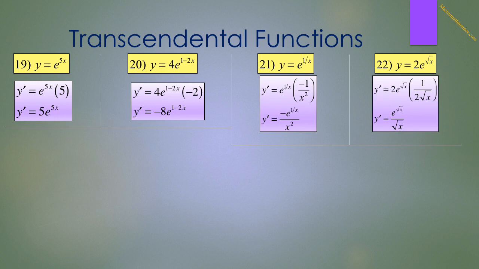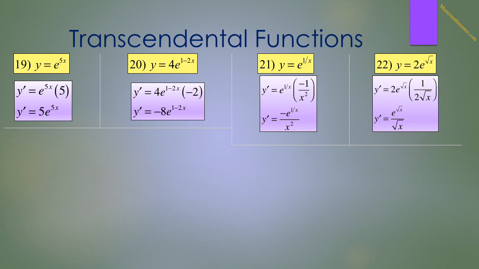In 20, y equals 4e to the 1 minus 2x, so the derivative is 4e to the 1 minus 2x times the derivative of 1 minus 2x, which is negative 2. Final answer, negative 8e to the 1 minus 2x. 21, y equals e to the 1 over x. So the derivative is e to the 1 over x times the derivative of 1 over x, which is negative 1 over x squared. Final answer, negative e to the 1 over x divided by x squared.